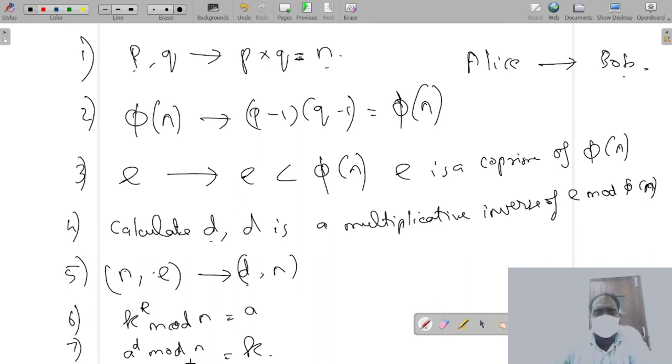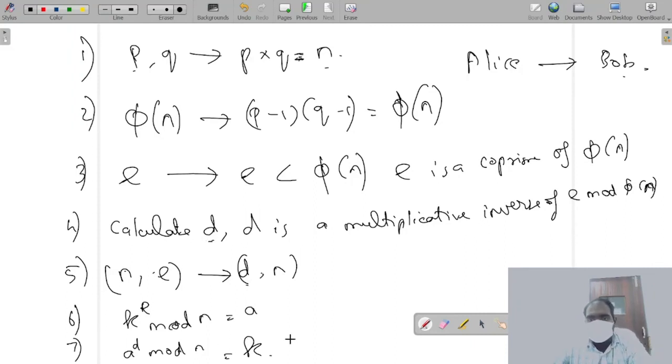Now you might ask, if I am able to calculate D, why can't anyone who gets this message calculate D? We were able to calculate D because we know phi of n. And we know phi of n because we know P and Q. So that's the whole beauty of RSA encryption. No one will know P and Q. Even if they know N, calculating P and Q from N is very hard even for supercomputers. It takes thousands of years. That's the whole basis on which RSA encryption works.